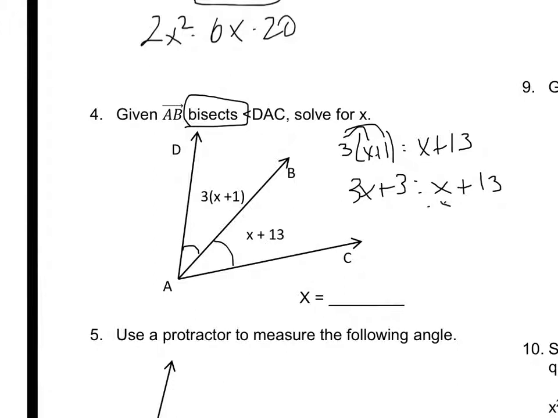So I'm going to bring my x's to the left, so I get 2x plus 3 equals 13. And I'm going to move my constants to the right, so I get 2x equals 10. Divide by 2, and I get x equals 5.